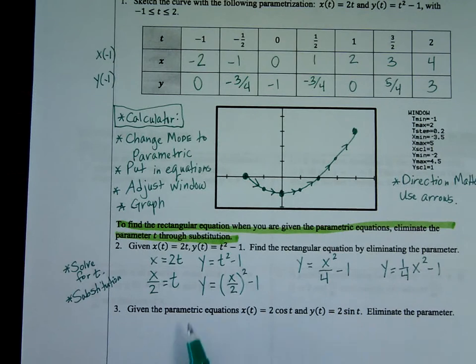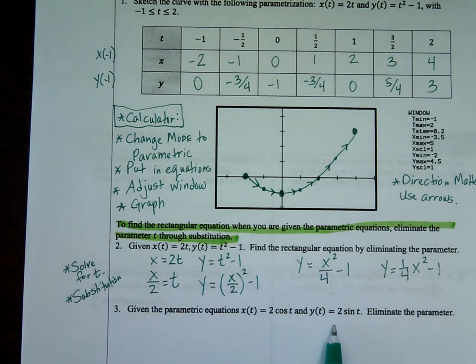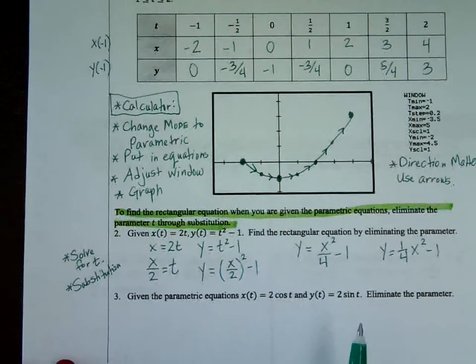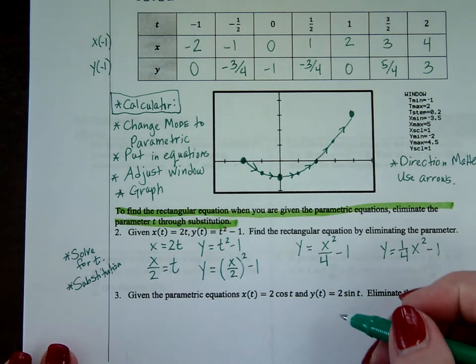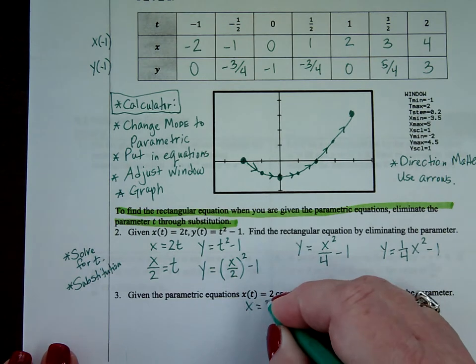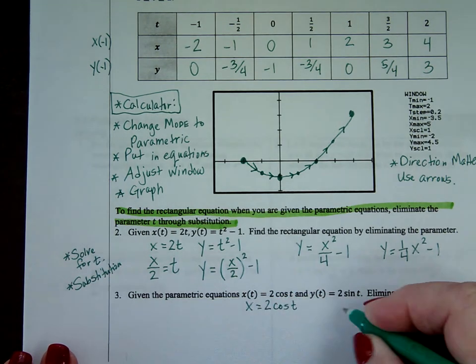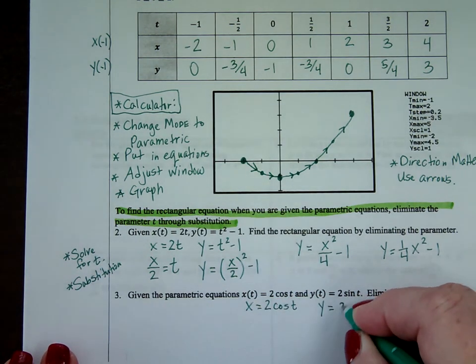All right, so here's another one like it. Given these parametric equations, 2 cosine of t and 2 sine of t, eliminate the parameter. Same exact thing, solve for t and substitute. And it's going to have a little kink to it though, as sometimes they do. So let's think. This is x equals 2 cosine of t. This is y equals 2 sine of t.